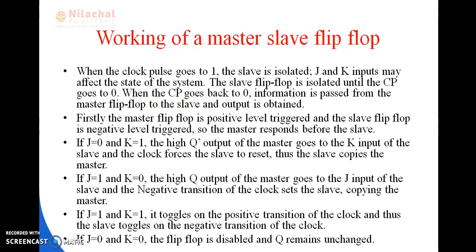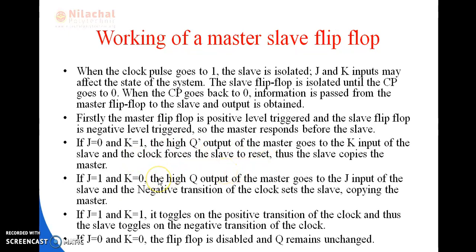Firstly, the master flip-flop is positive level triggered and the slave flip-flop is negative level triggered. So the master responds before the slave. First condition: if J equals 0 and K equals 1, the high Q output of the master goes to the K input of the slave and the clock forces the slave to reset. Thus the slave copies the master.